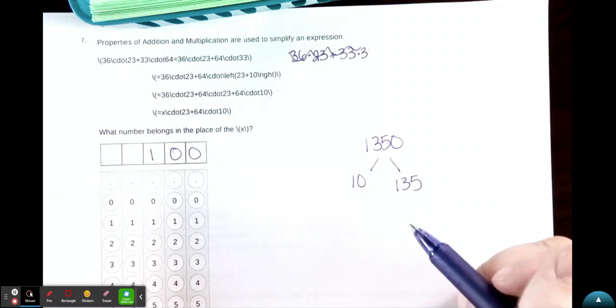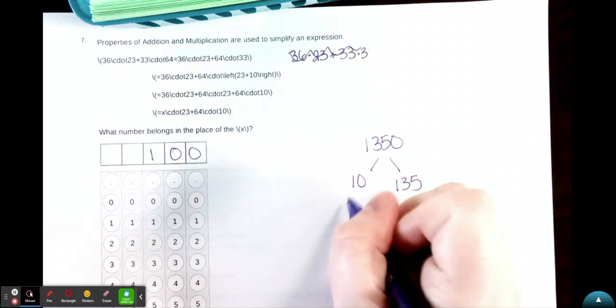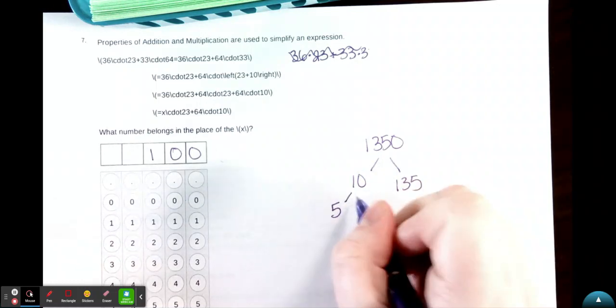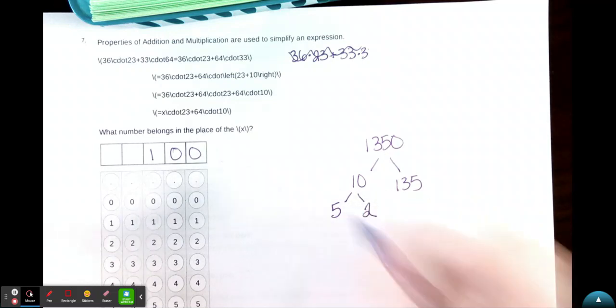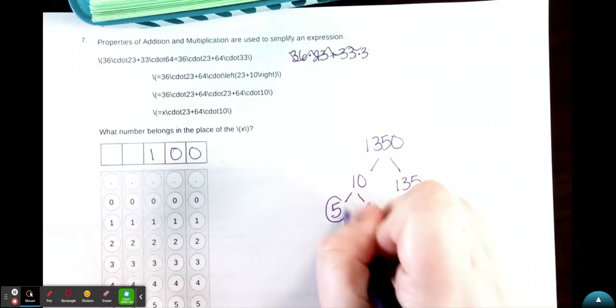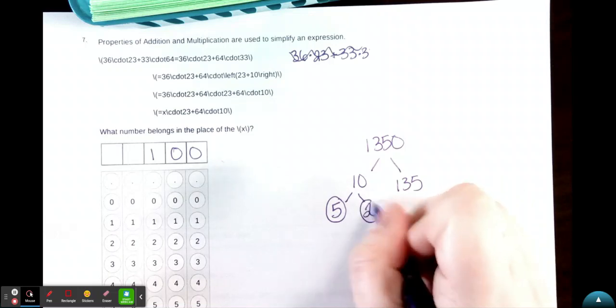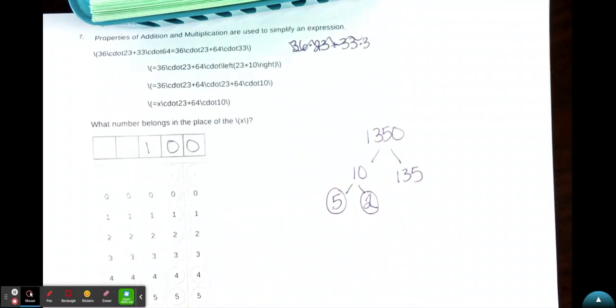Okay. What can I divide 10 by? 5. When I divide 10 by 5, what do I get? 2. Okay, now we check. Is 5 prime? Yes, so I'm going to circle it. Is 2 prime? Yes, so I'm going to circle it. So I'm done with that branch of my tree.